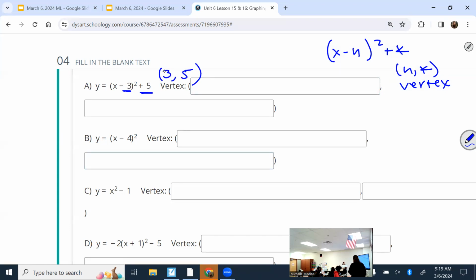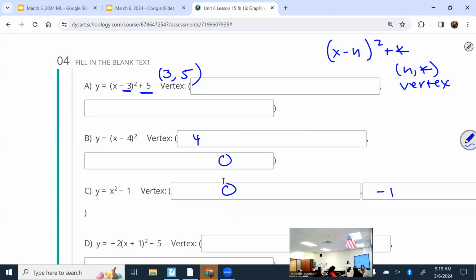The H is always opposite how it looks, so what should my H be? A positive 4. What should my K be? 0, because there's nothing added or subtracted. C, x squared minus 1, there's nothing in parentheses with the x, so that means my H is what? And then what's my K?